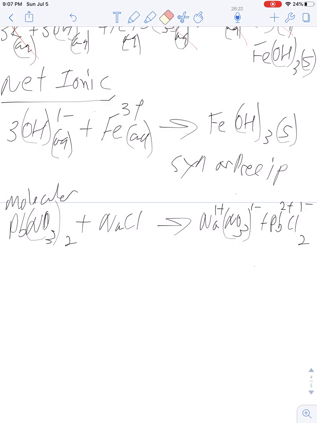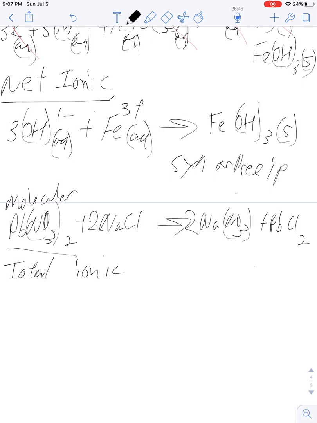We erase our charges because we're going to be high-class chemists now. Then we balance our reaction. We're going to need a 2 there and a 2 there. We're balanced. Now for the total ionic. So let's represent everything as ions. Okay?